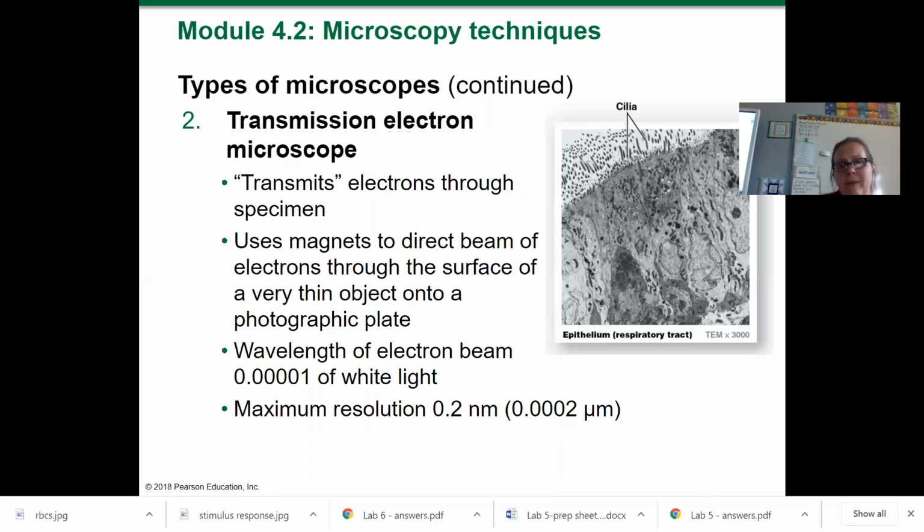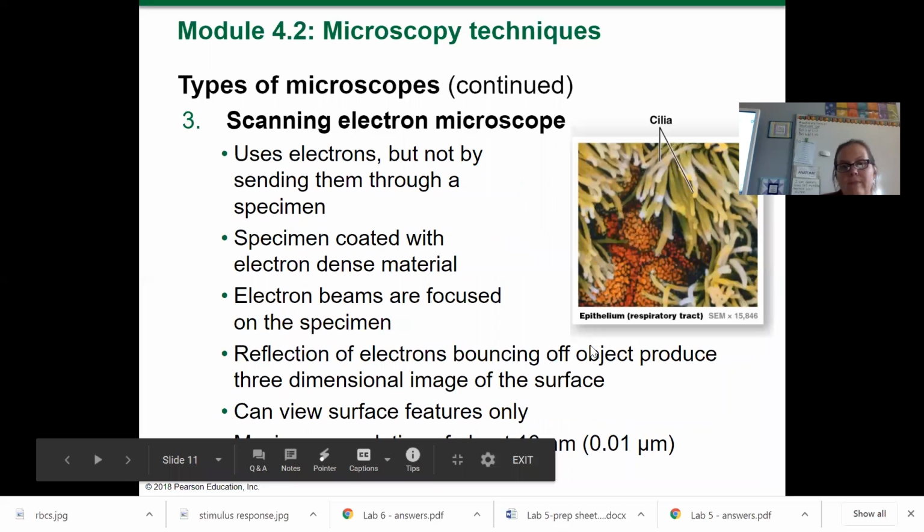Okay, the types of electron microscopes. These microscopes take up rooms, so they're not something you can carry around. A transmission electron microscope takes electrons and transmits them through the specimen. They use magnets to beam these electrons to the surface, and you need a very thin slice of that object. Here in the corner you can see it's a transmission electron microscope at 3000 total magnification.